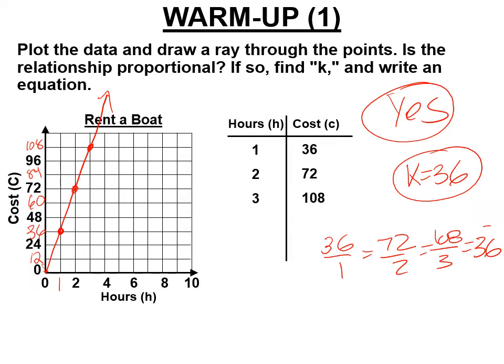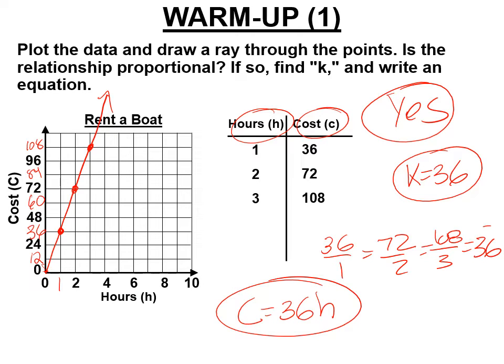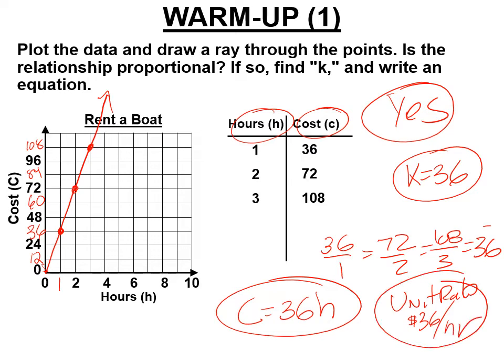What does that mean? It means that the equation, all right, so we have cost versus hours. So cost is 36 times the number of hours. That's the equation. The unit rate here, so let's understand what it means. The unit rate is $36 per hour. The unit rate and K and the slope are all the same thing.